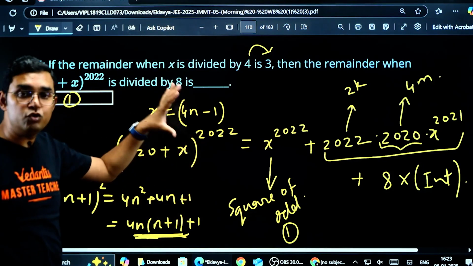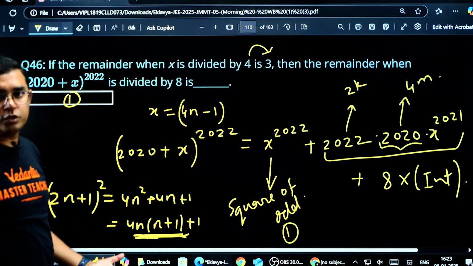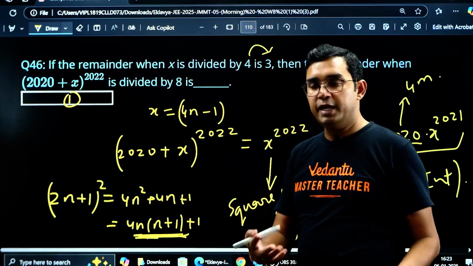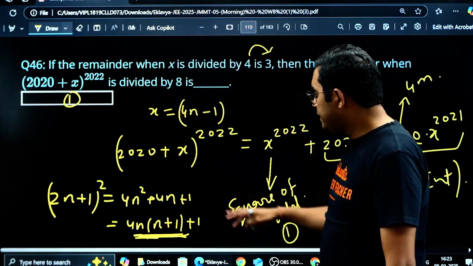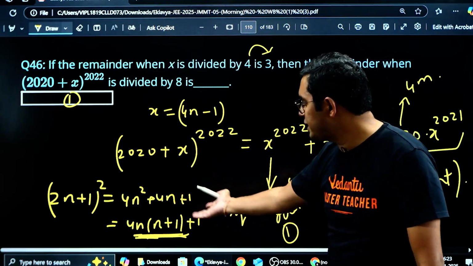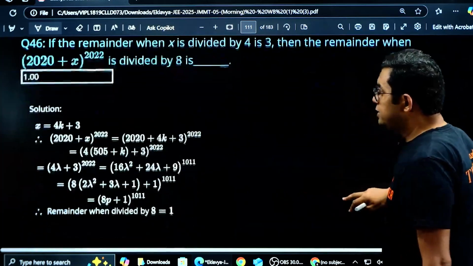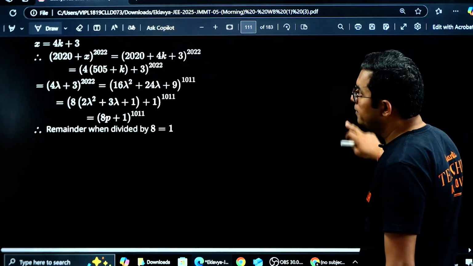That is a result that you should remember. In fact, you can observe that all perfect squares of odd numbers are always of 8k plus 1 form. It can be done with the help of the binomial theorem also. In fact, this is also similar to that only. Next is 47. The answer was 1.